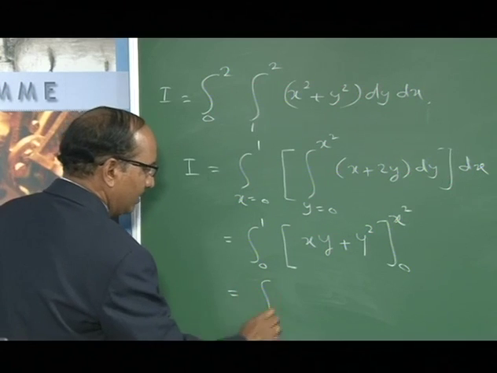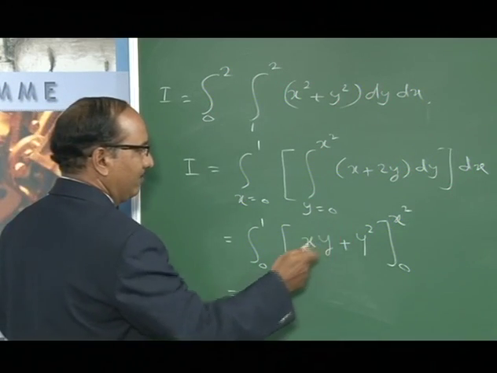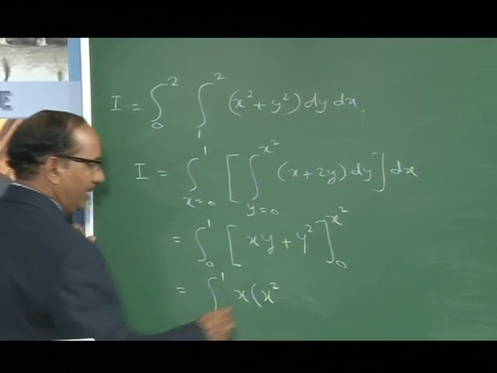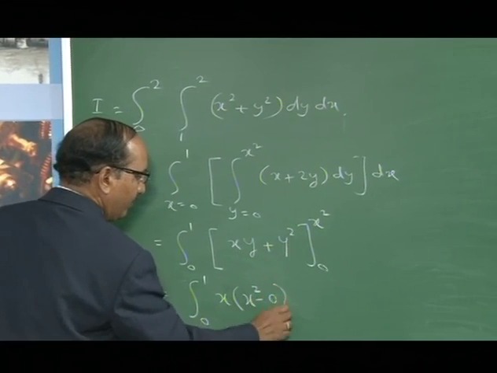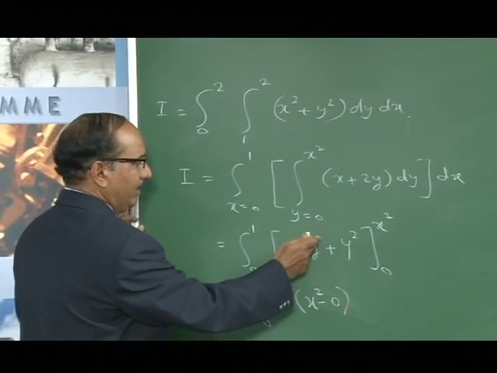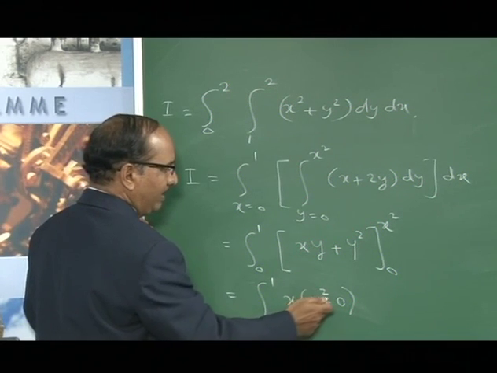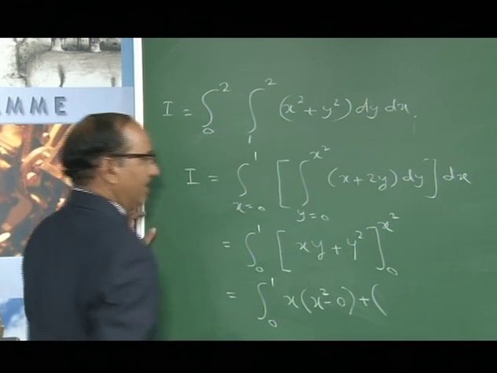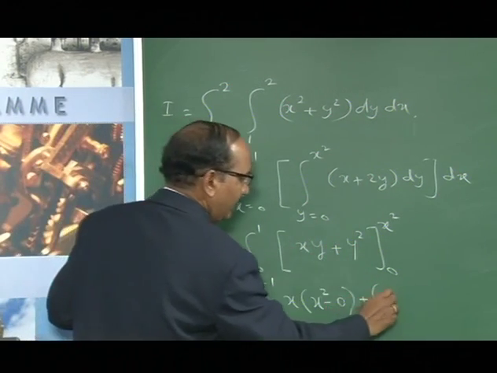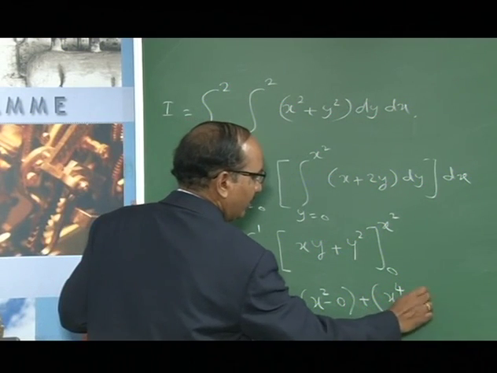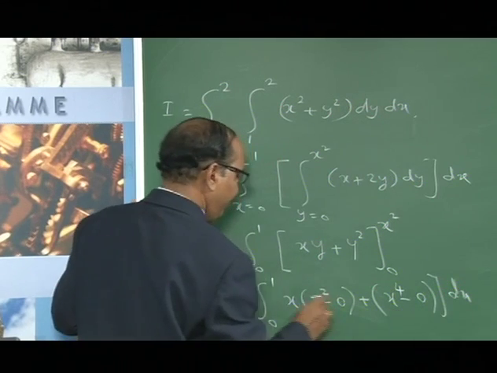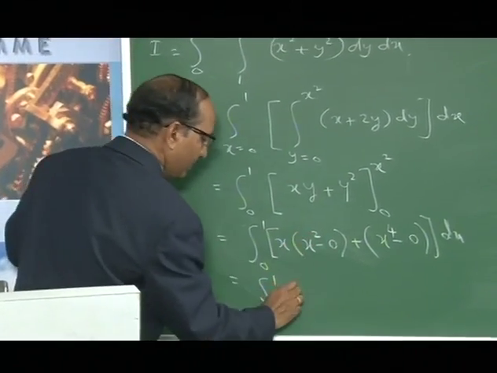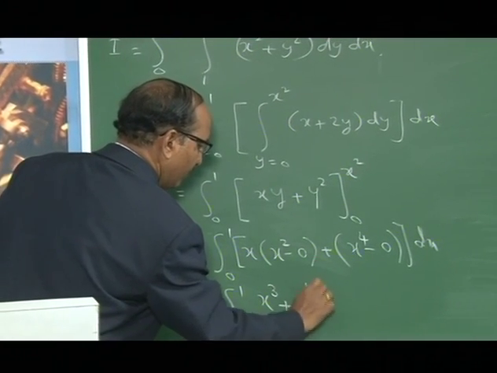Now, substituting the limits 0 to 1 as it is, x as it is, in place of y we substitute x square, the upper limit, minus y equal to 0, the lower limit. For the second term, put y equal to x square, it is y square, so x square raised to square, x raised to 4, minus y equal to 0, which gives 0. So, that completes the inner integral. Now, simplify here: 0 to 1, it is x cube plus x raised to 4 dx.